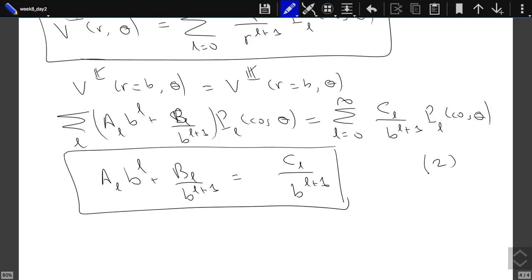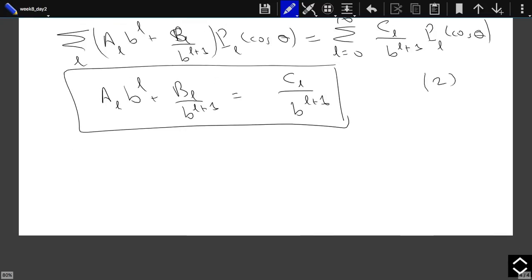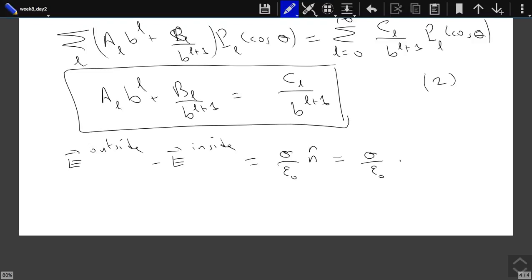Now we will obtain the third one by the discontinuity of the electric field. You see, we already know that if we have a surface, the electric field on the outside face of the surface minus the electric field on the inside face of the surface should always be equal to sigma over epsilon 0 times the normal vector. The normal vector is a unit vector perpendicular to the surface pointing from the inside to the outside. So in our case, I will just take n to be the radius vector.